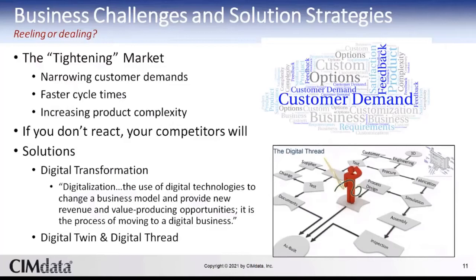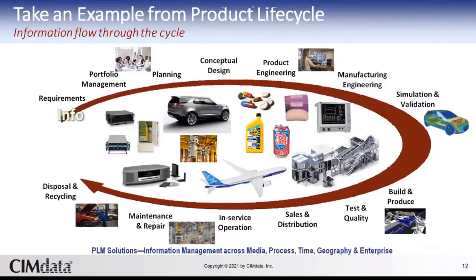We define digitalization as the use of digital technologies to change a business model and provide new revenue and value-producing opportunities. It is the process of moving to a digital business. It also provides the environment for defining the digital twin and digital thread. PMI enables digital twin behavior to be simulated, and it is the end goal of the digital thread, where digital values such as tolerances control machinery that makes the parts and products.